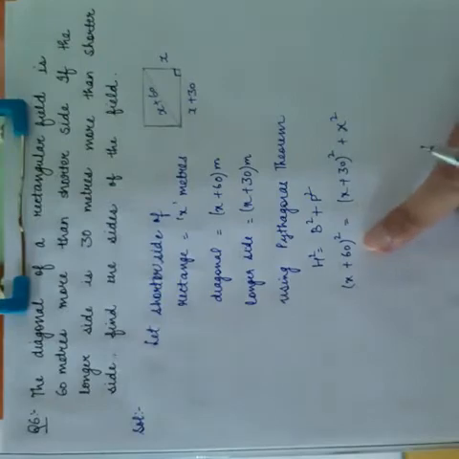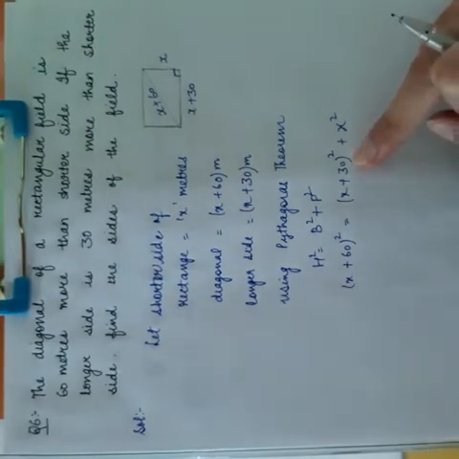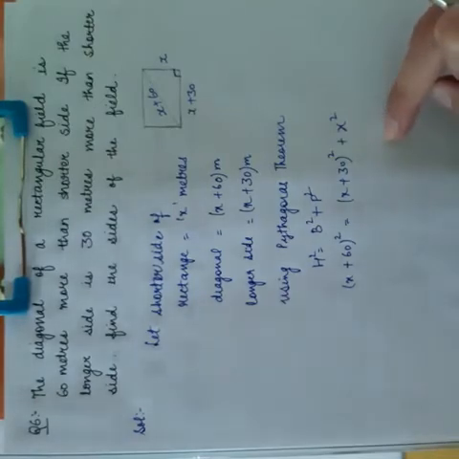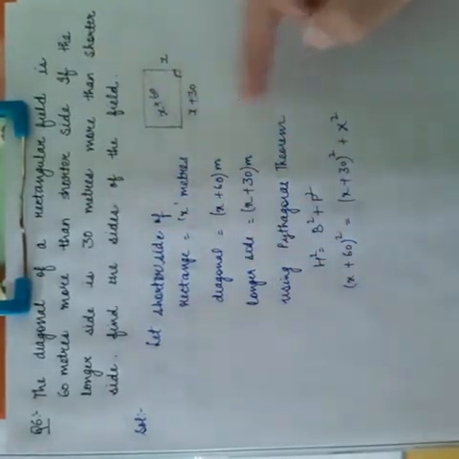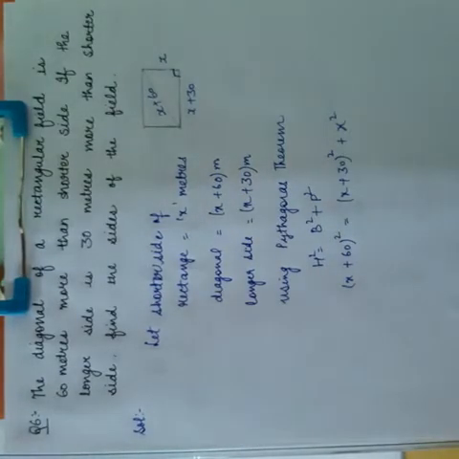Now you will open up this bracket using the identity (a plus b) whole square. Same way you are going to open up the bracket here, simplify it to form a quadratic equation which needs to be solved further to find x. From x you will get the sides of this rectangular field. Now further you are going to solve it yourself.